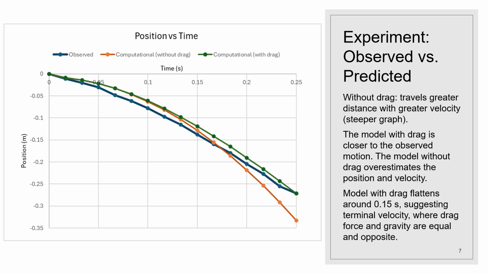The resulting graph shows the observed motion and both graphs of the predicted motion. They are initially similar but begin to deviate quickly. The computational model without drag noticeably overestimates the object's position and velocity, and the velocity decreases at a constant 9.8 meters per second squared. The computational model with drag, however, is much closer to the graph of the observed motion and shows the curve flattening around 0.15 seconds, indicating terminal velocity, where the drag force is equal but opposite to gravity, leading to a constant velocity and keeping it on track with the observed motion graph.